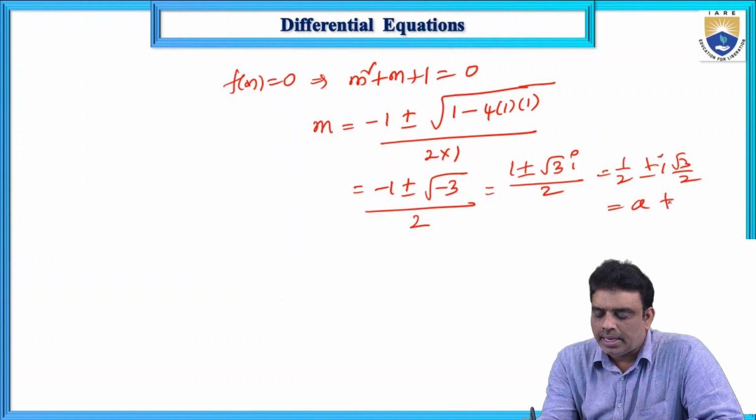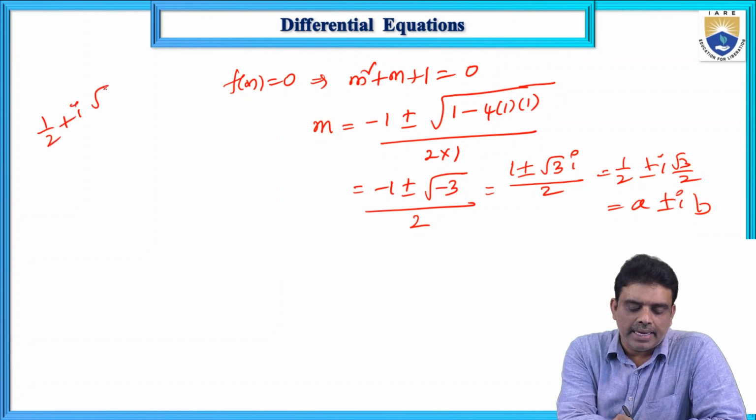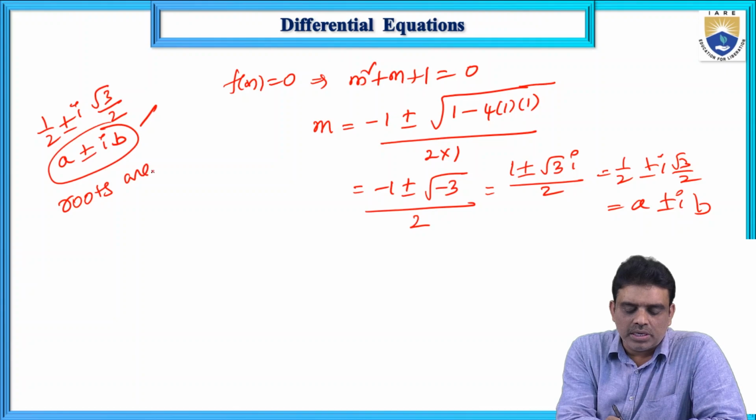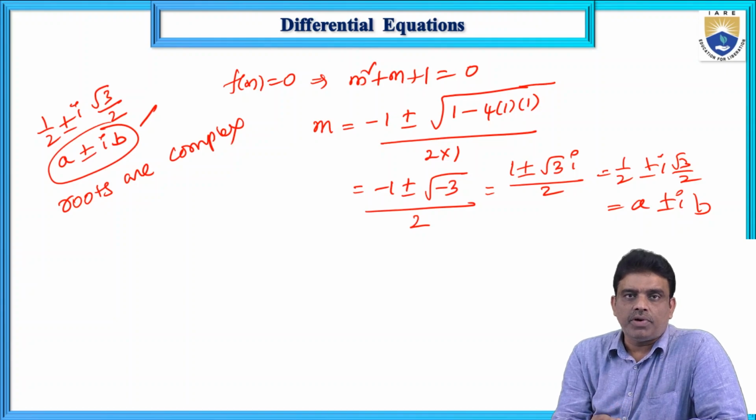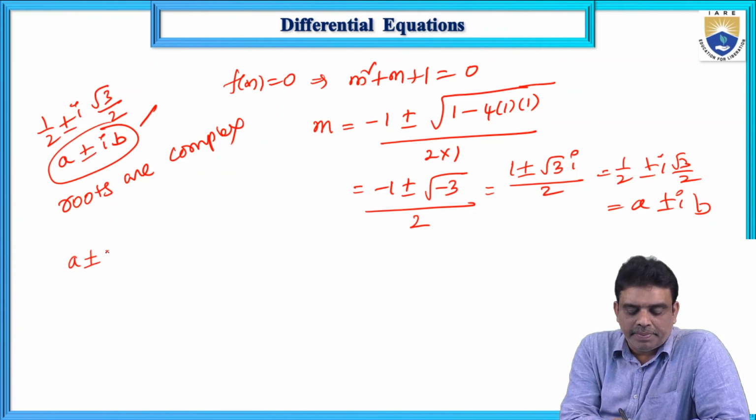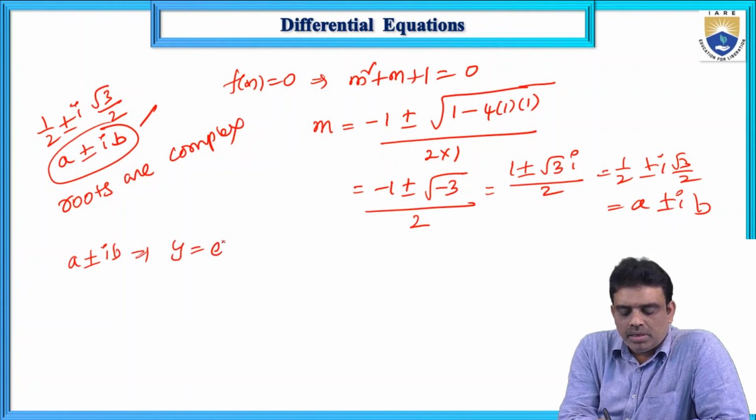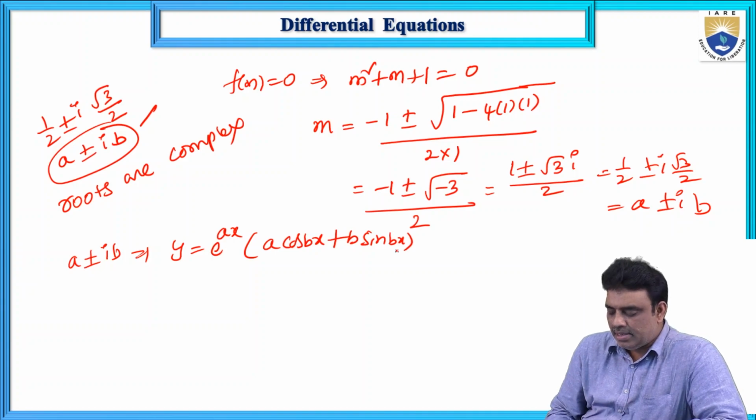So it is in the form a plus or minus ib. The roots are minus 1 by 2 plus or minus i root 3 by 2. So these are in the form a plus or minus ib. Clearly the nature of the roots are complex roots. It is in the form e power a plus or minus ib. So we know that from case number 4, if the roots are complex in the form a plus ib, then the solution will be in the form e power ax of a cos bx plus b sin bx. So that is the standard format.